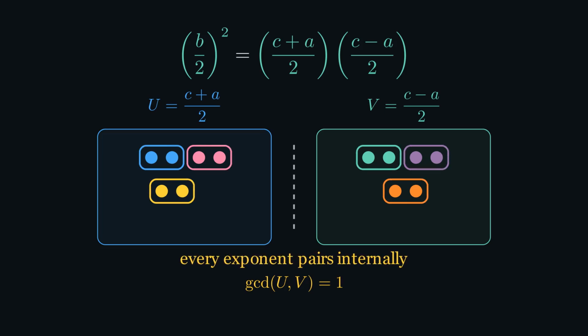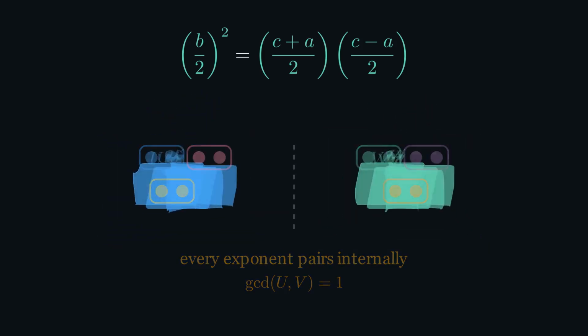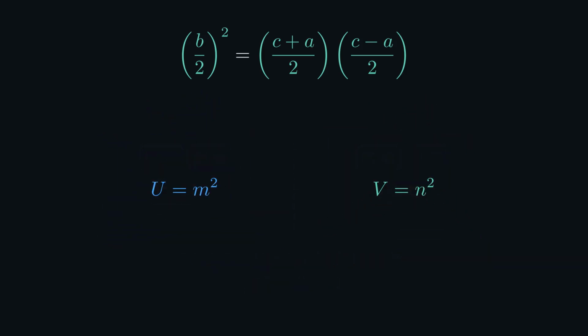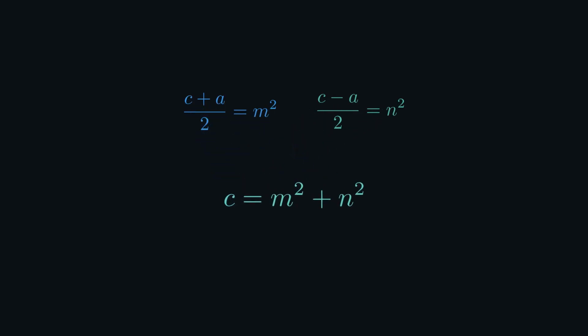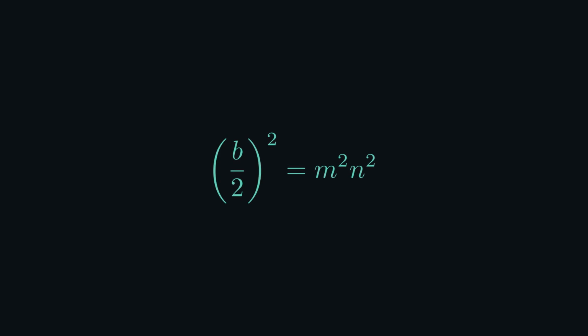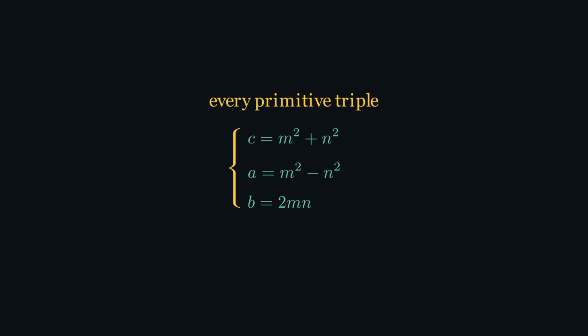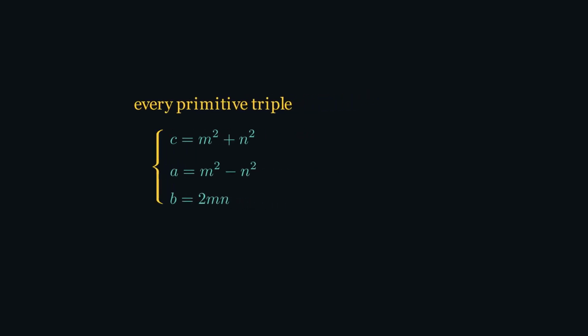That can only happen if each one is already a perfect square. A prime factor can't sneak from one side to rescue an unmatched exponent on the other, because the sides share no primes. Therefore (c + a)/2 equals m squared, and (c - a)/2 equals n squared. Add those equations, and c becomes m squared plus n squared. Subtract them, and a becomes m squared minus n squared. Multiply them, and b becomes 2mn.